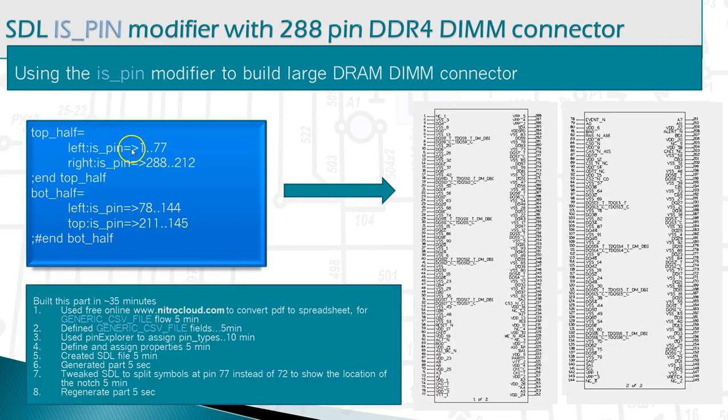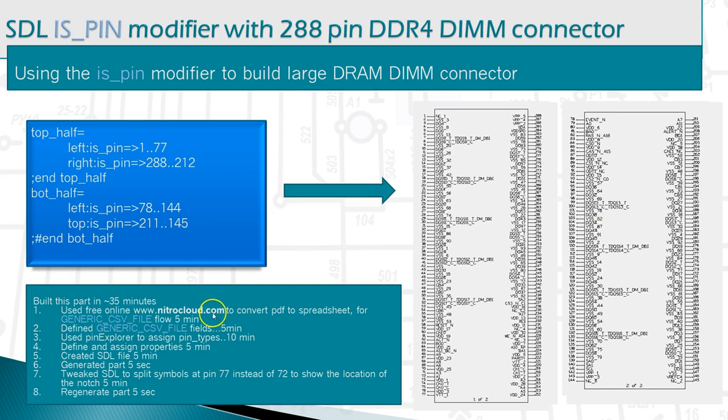So we change it and we say on the left pins 1 to 77, on the right 288 to 212, and then in the bottom half we do 78 down to 144, and on the right we do 211 to 145. So this connector was built in 35 minutes.